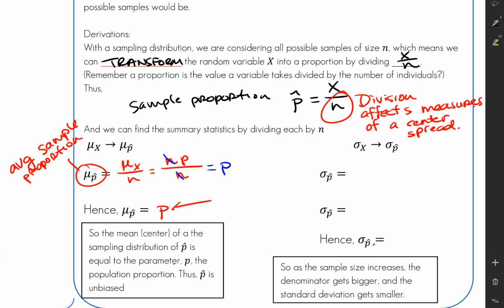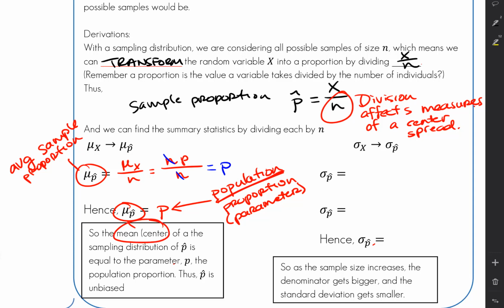And this is a huge idea, because what is p? How is p different than p hat? This goes back to section 7.1. P represents the population proportion, and something that describes a population is what's known as a parameter. So what that tells us is the mean, or the center, of that sampling distribution of p hat is equal to the parameter p. And we know that if the center of a sampling distribution is equal to the parameter that it is trying to estimate, then that statistic that we're using, which in this case is p hat, is unbiased.